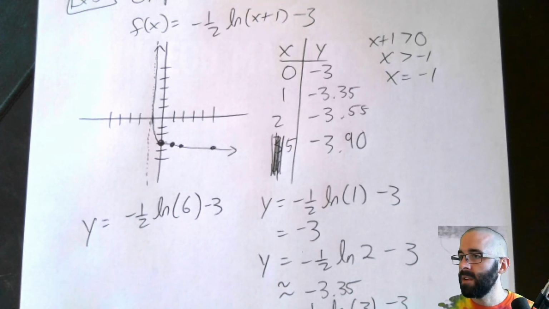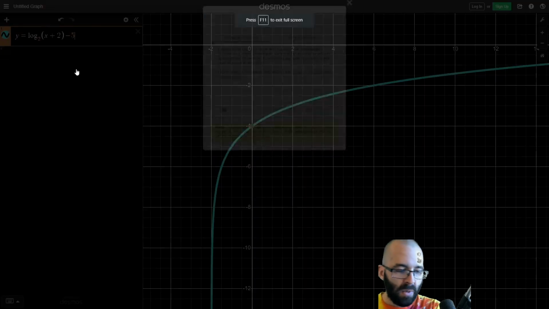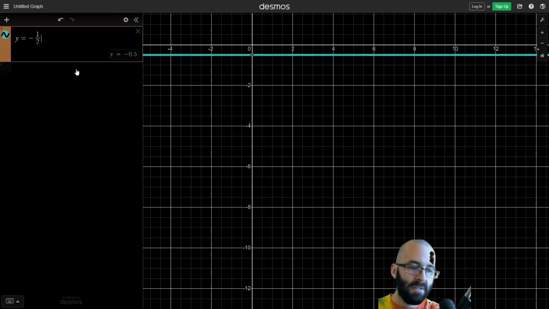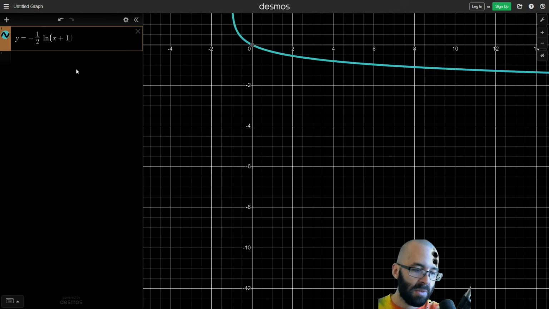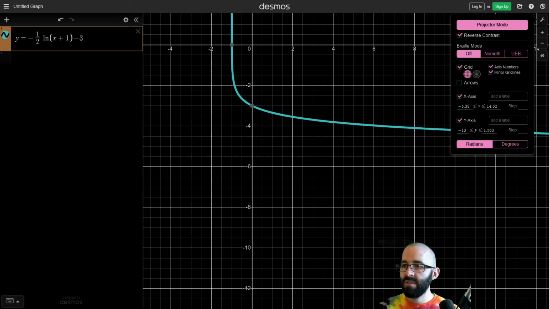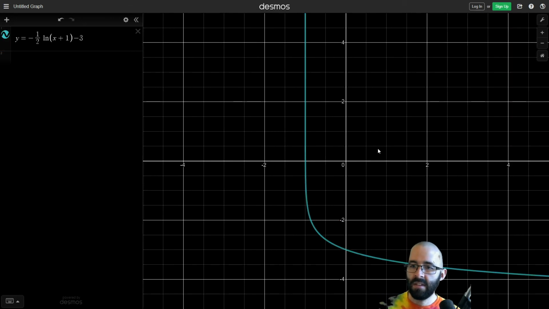Okay, so let's go check our answers. Let's see if it looks like this. Okay, we got something over here. We have y is equal to negative 1/2 times the natural log of x plus 1, minus 3. And in our graph, we went from -5 to 5, and in the y's, we went from -5 to 5. Yep, there we go. It's exactly what our graph looked like.